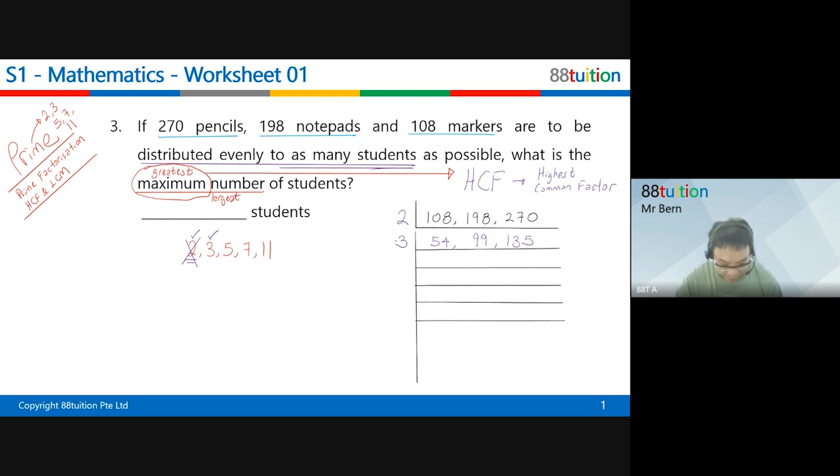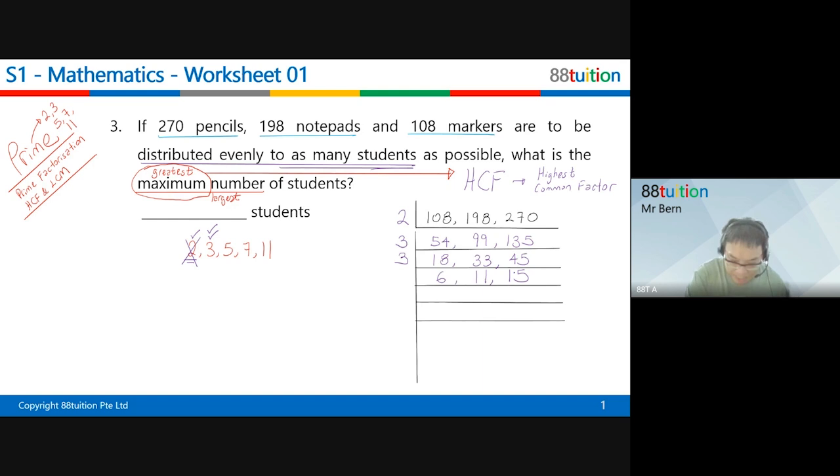What is 54 divided by 3? 54 divided by 3 is equal to 18. What is 99 divided by 3? 33. You see, all 3 of them can divide by 3. 135 divided by 3? 45. Okay? Hang on. Can we try to divide by 3 again? Let's see. 18 can divide by 3? Yes, give you a 6. 33 can divide by 3? Yes, it gives you an 11. 45 can divide by 3? Yes, it gives you a 15.